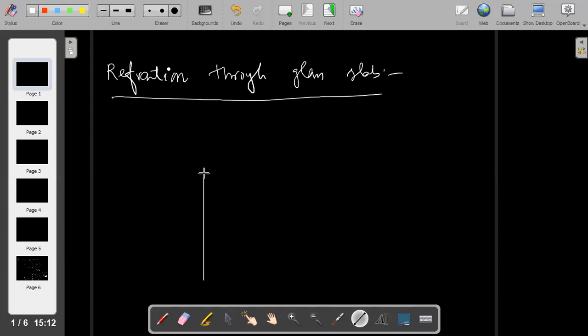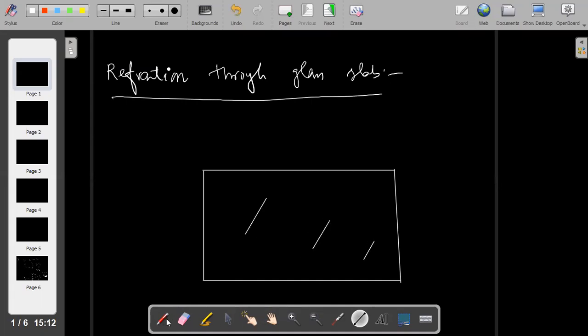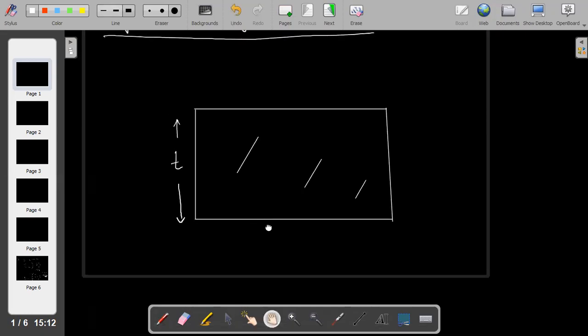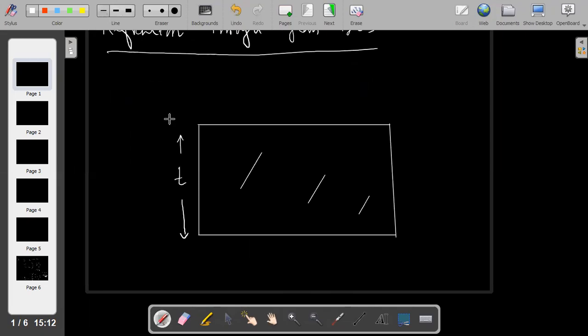The thickness of the glass slab is T. T is the thickness of the glass slab. Now, a ray is incident on the glass slab. This is the incident ray.